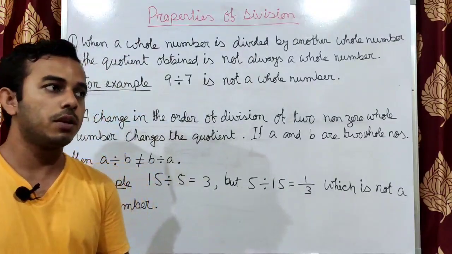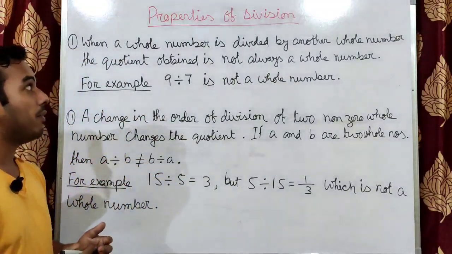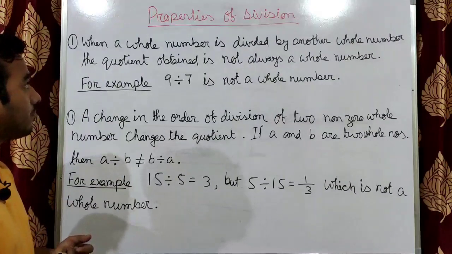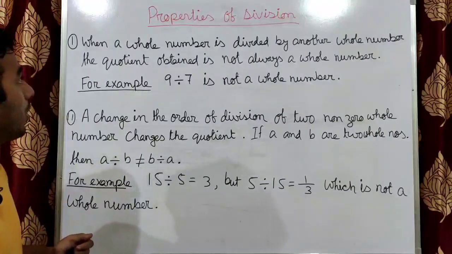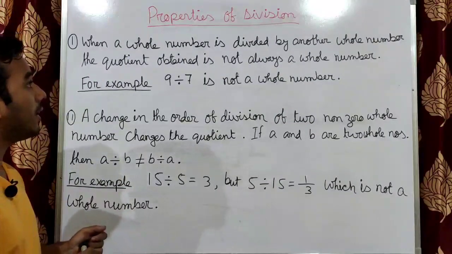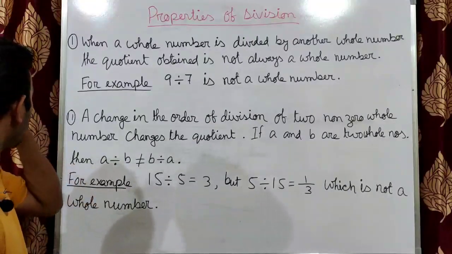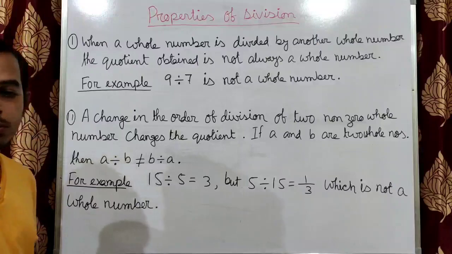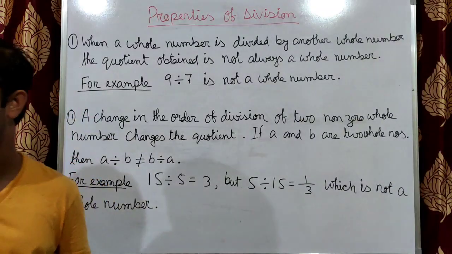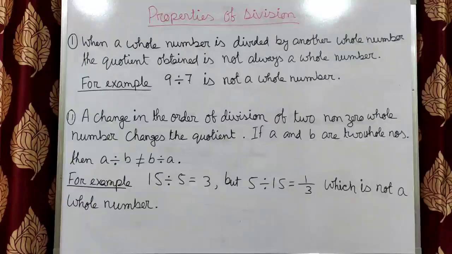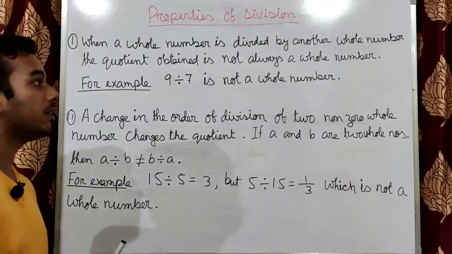So let's start. Our first point is, when a whole number is divided by another whole number, the quotient obtained is not always a whole number. Before that we have to know what a quotient is, what a remainder is, what a divisor is, and what a dividend is.